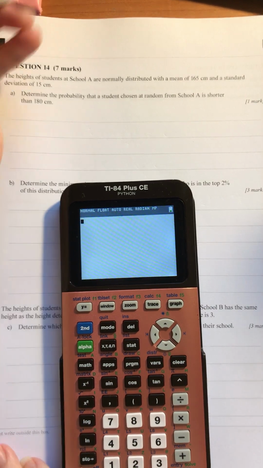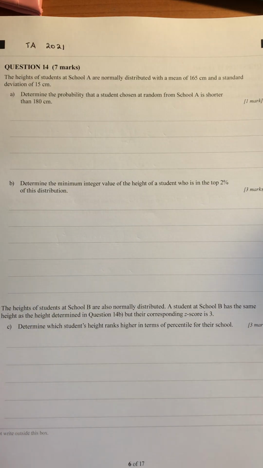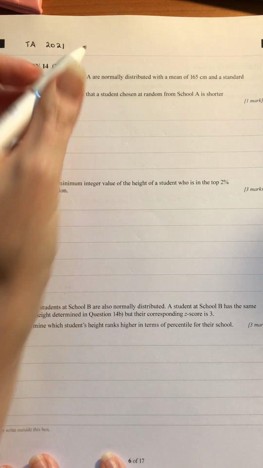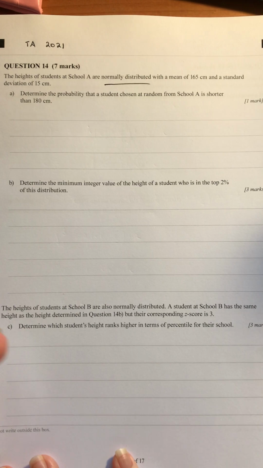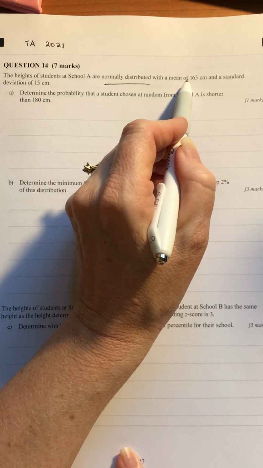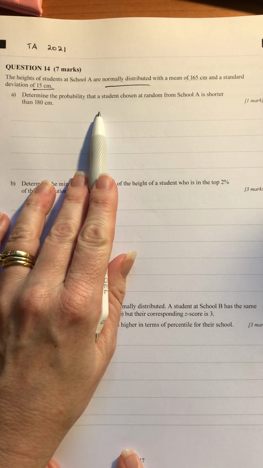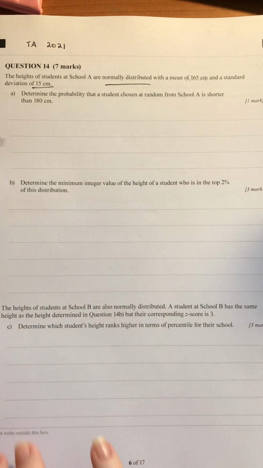Today, having a look at question 14 from the Tech Active 2021 paper. So we've got the heights of students at school A are normally distributed. So that's our big indicator here of what we're going to be looking at. We've got a mean of 165, standard deviation of 15. We want the probability of the student chosen at random from school A is shorter than 180.